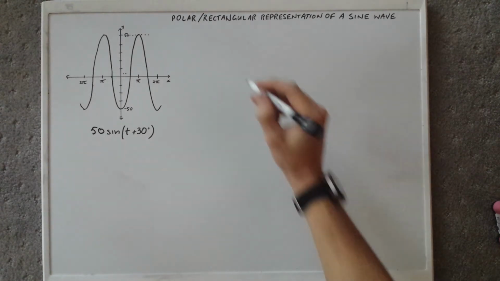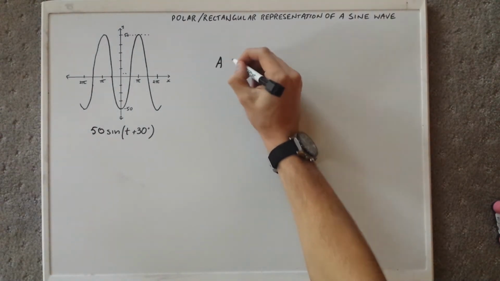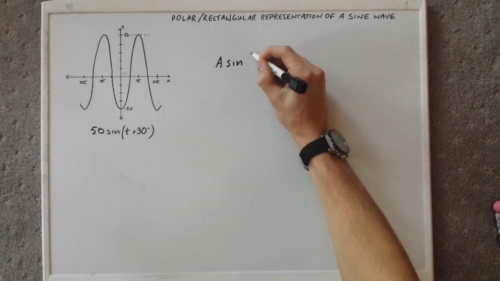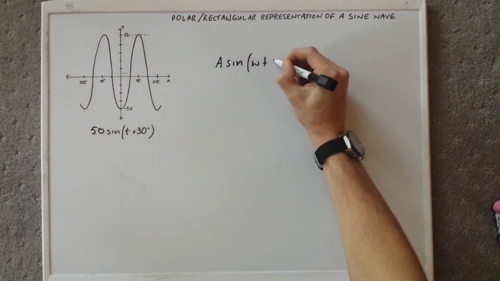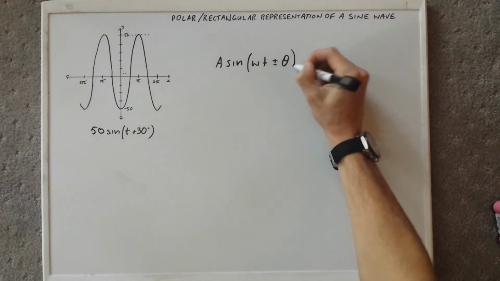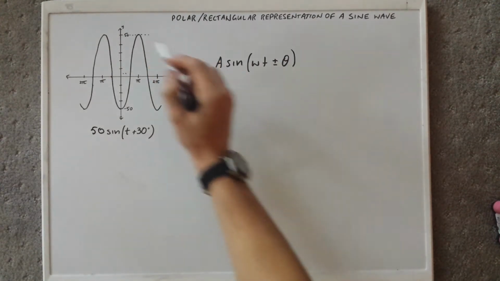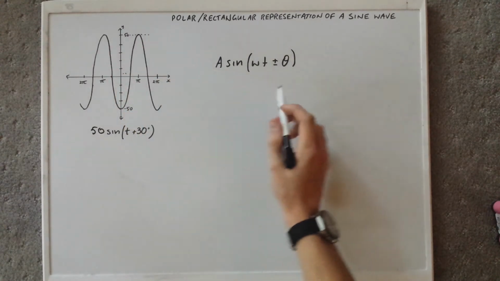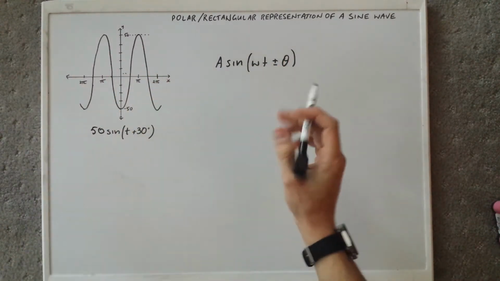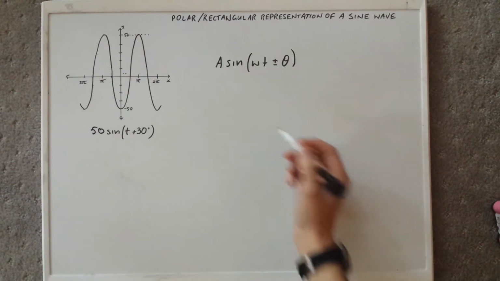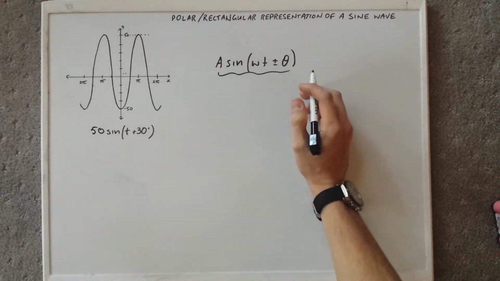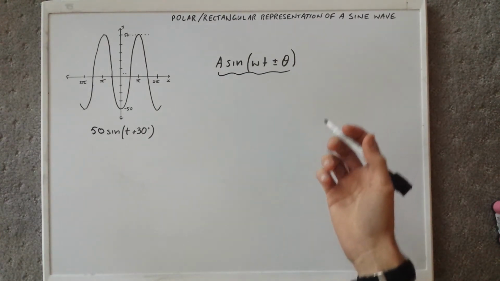So in general, the basic mathematical format for a sine wave is given as A sine(ωt ± θ), where A is the amplitude of the wave, T is the period, crest to crest, and ω is the spacing of that wave across the horizontal axis. So this is useful when identifying and graphing sine waves.